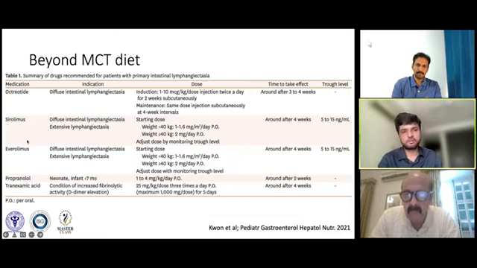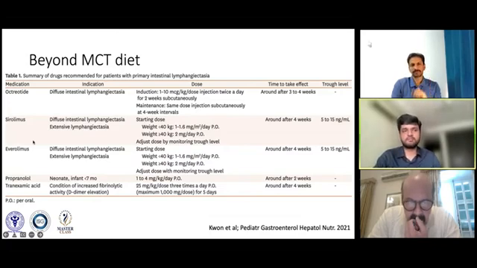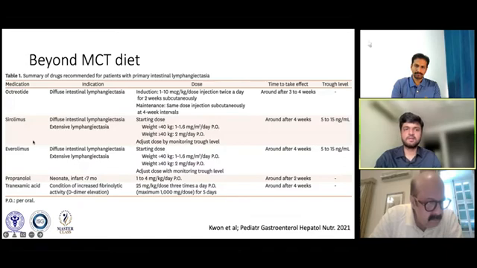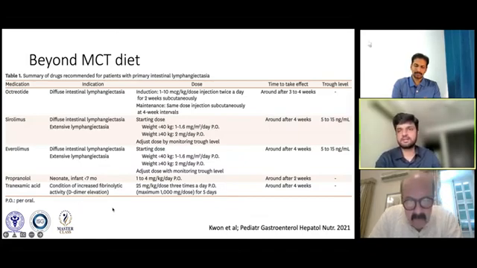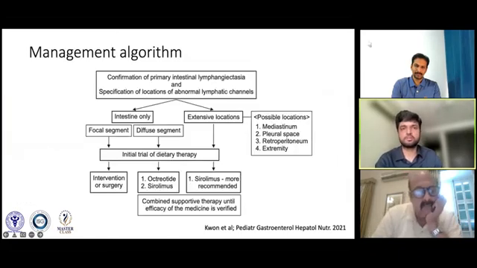Additional options include sirolimus and everolimus, and again these are drugs which mainly focus on lymphangiogenesis per se, and the idea here is to block the lymphangiogenesis and promote fat absorption by other pathways. And in combination with MCT diet, they may have some benefit. Tranexamic acid has also been used with some benefit. However, again, there is very little control data here on how beneficial they actually are. And some patients do respond and some patients do not respond.